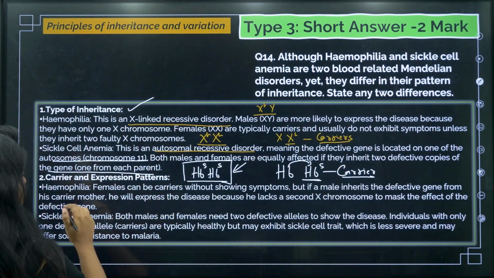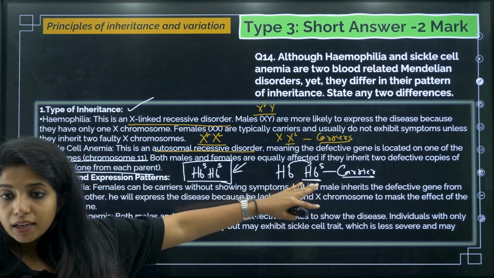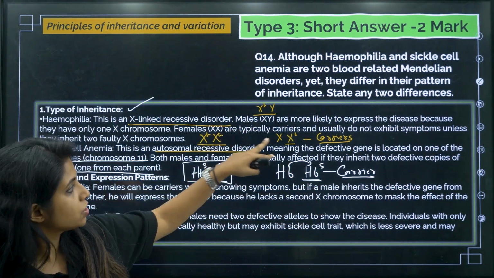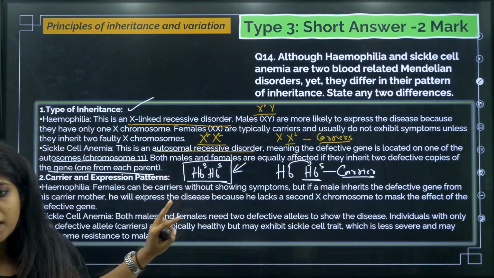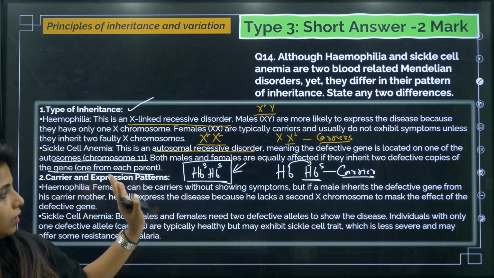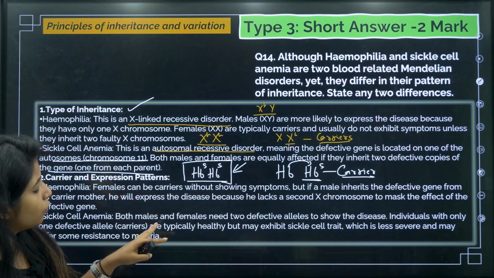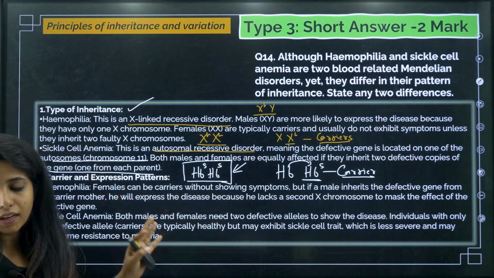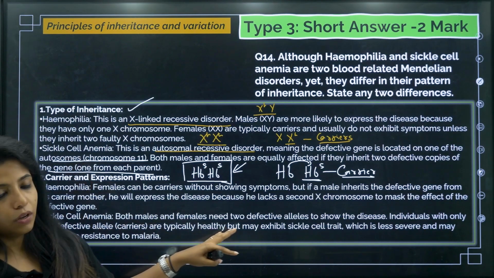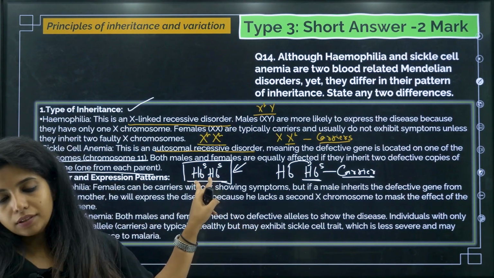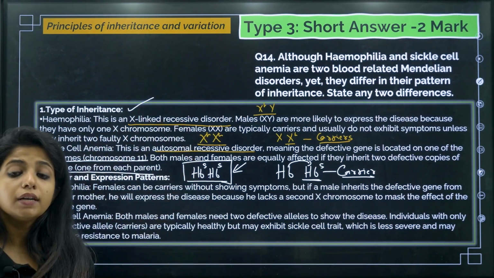The second difference that you need to find is carrier and expression patterns. Females can be carriers without showing symptoms, as in the case of hemophilia I told you about. But if a male inherits a defective trait, then anyhow that person will have the disease. He will express the disease because there is no second X chromosome to mask the effect. Similarly over here, both males and females can carry the disease. Individuals with one defective allele are carriers, but both will be equally affected if they have two copies. So the carrier and expression pattern and the inheritance pattern are different. That's how you can explain it.